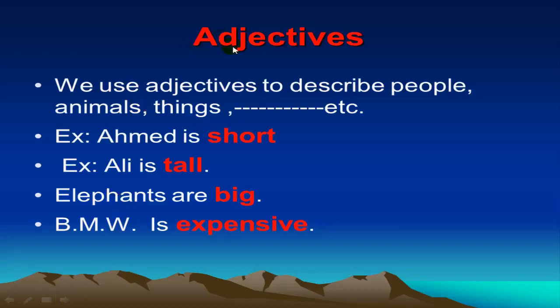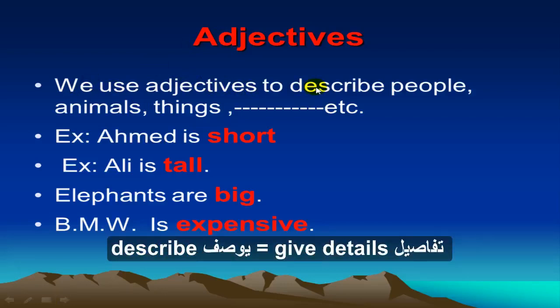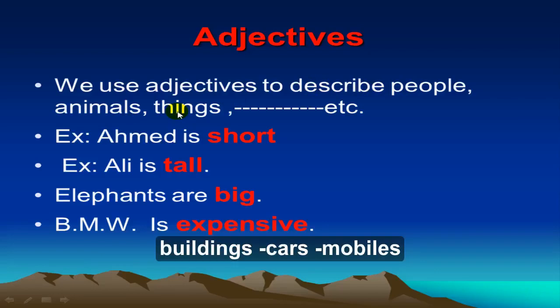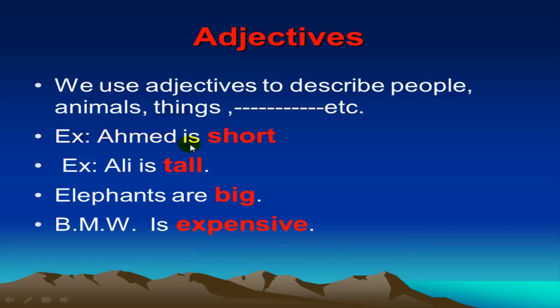Adjectives. Why use adjectives? We use adjectives to describe, to give details. We describe people, animals, things, buildings, cars, mobiles. Example: Ahmed is short. Ali is tall. Elephants are big. BMW is expensive.